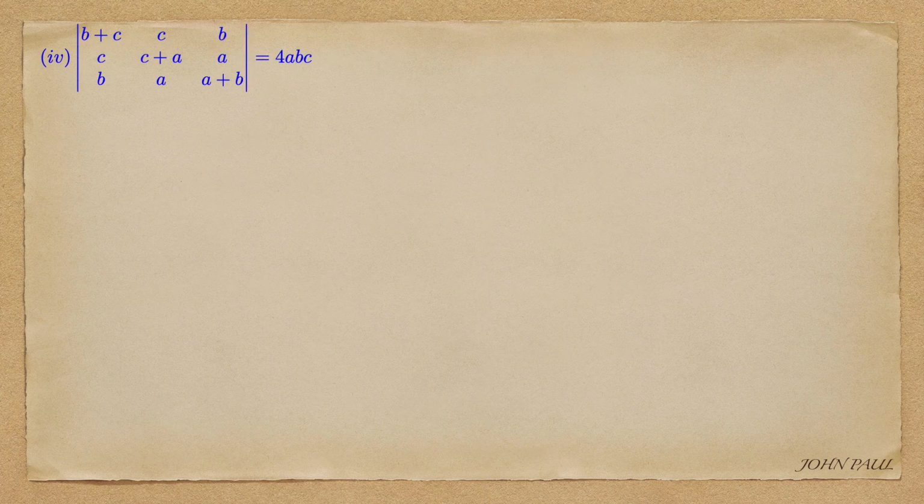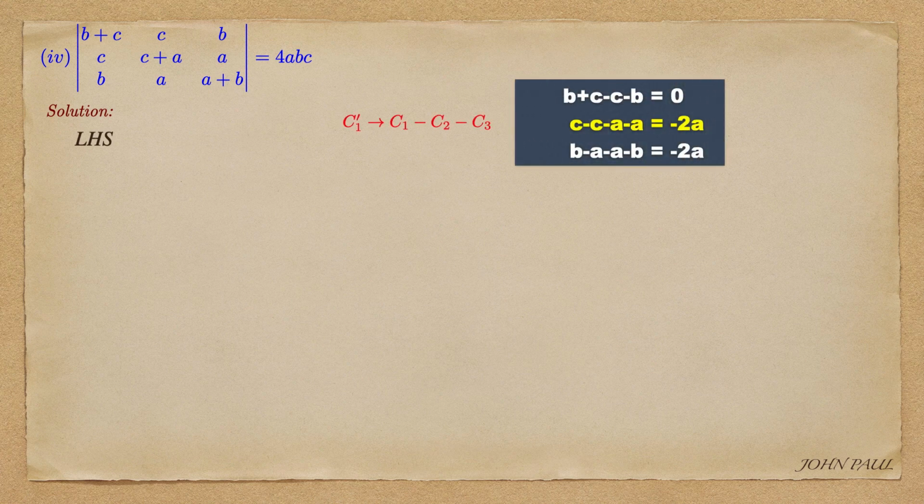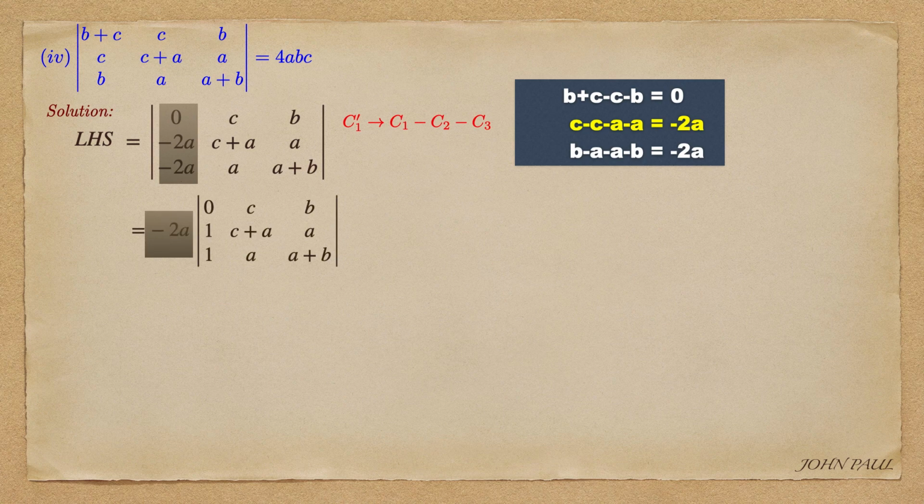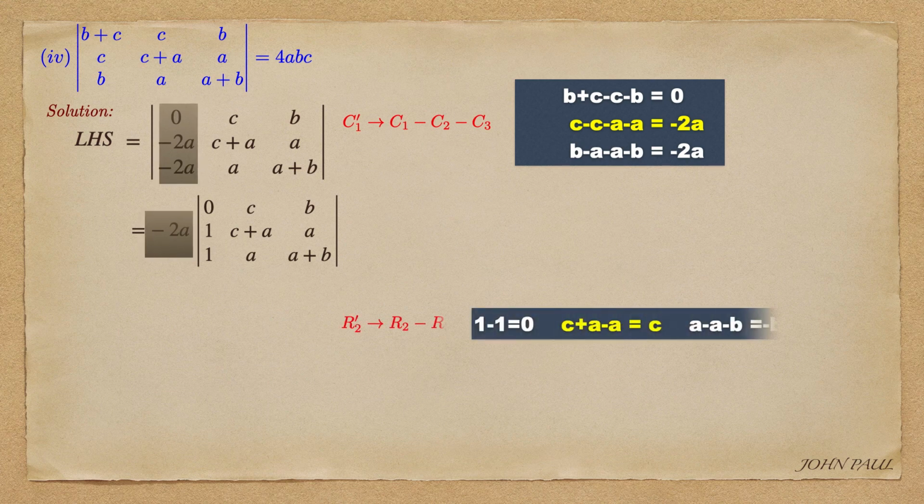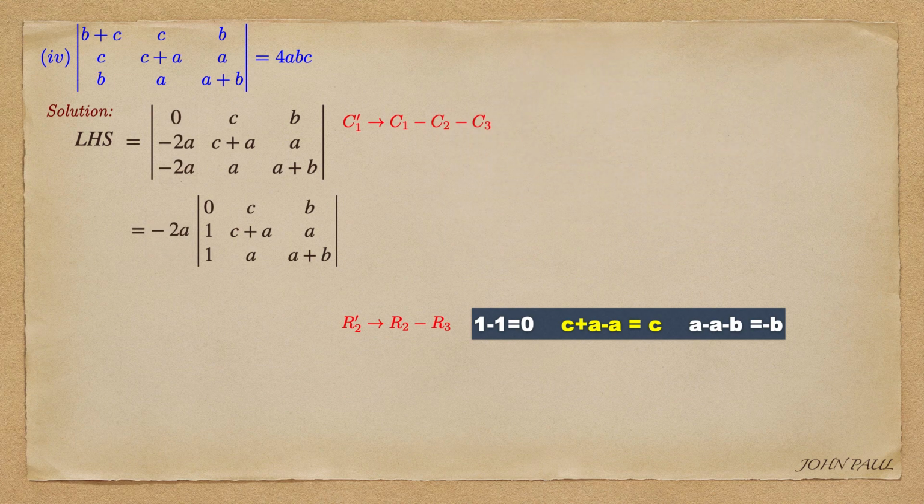Fourth problem, we have to prove the determinant equal to 4abc. Solution: left hand side, we'll use the column operation C1 minus C2 minus C3. The values are shown. We know that minus 2a is common. We can take minus 2a outside the determinant. Minus 2a is outside. Now use row operation R2 minus R3. We get 0, c and minus b.